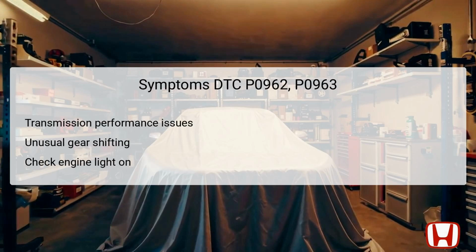Drivers experiencing DTCs P0962 or P0963 may notice several symptoms indicating that the CVT system is not operating optimally. Commonly reported issues include transmission performance problems, such as delayed engagement or slipping during acceleration. Additionally, unusual gear shifting patterns may arise, leading to a less responsive driving experience where the vehicle may struggle to maintain a consistent speed.